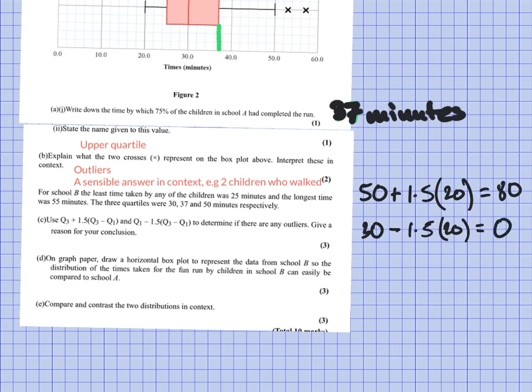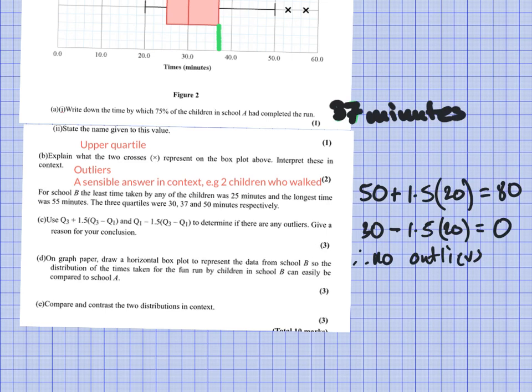So in order to be an outlier, the value must be greater than 80 or lower than 0. There are no values which are greater than 80. There are no values which are lower than 0. Therefore, there are no outliers. And we can just write no outliers to finish that answer.